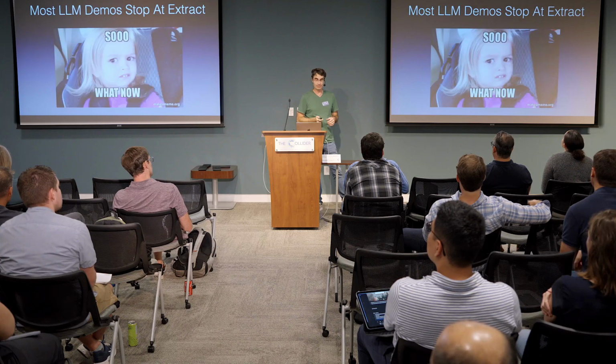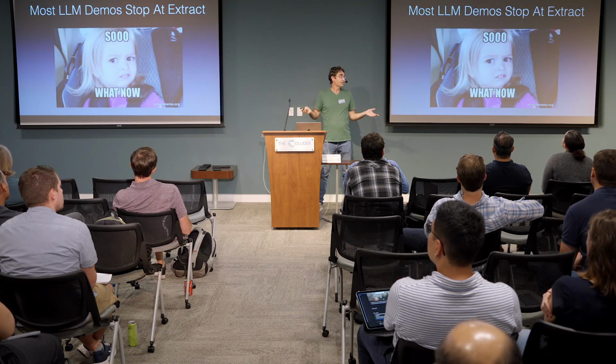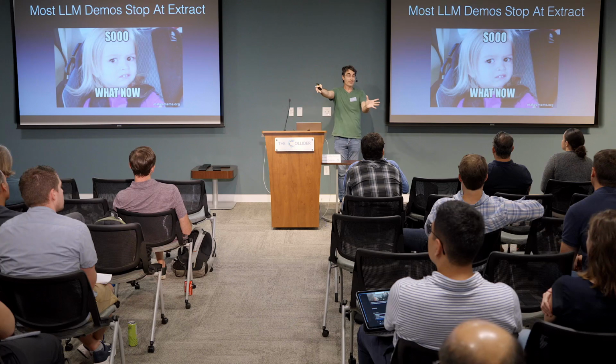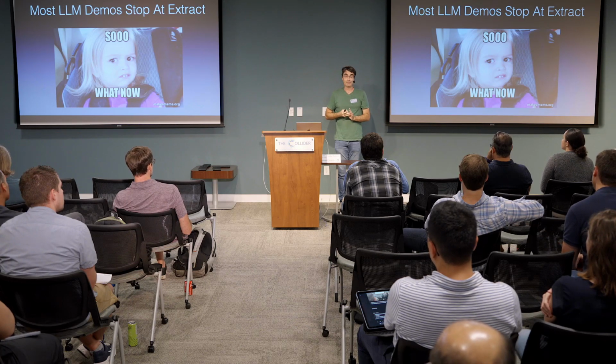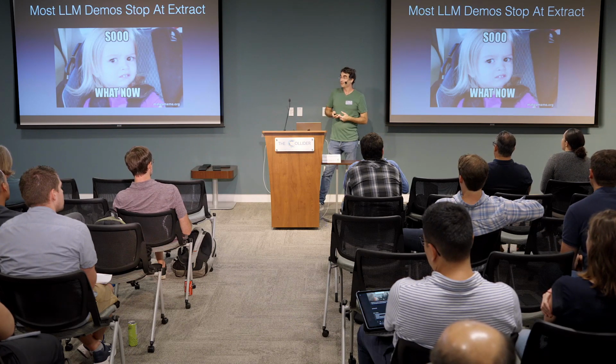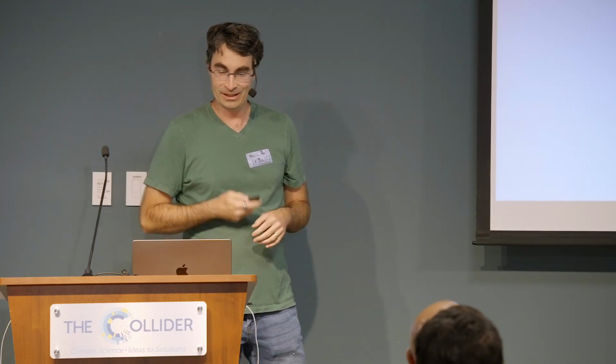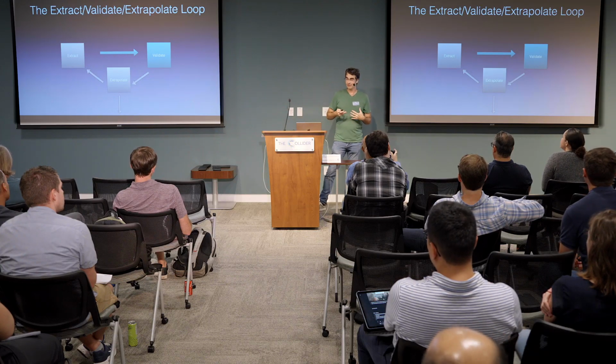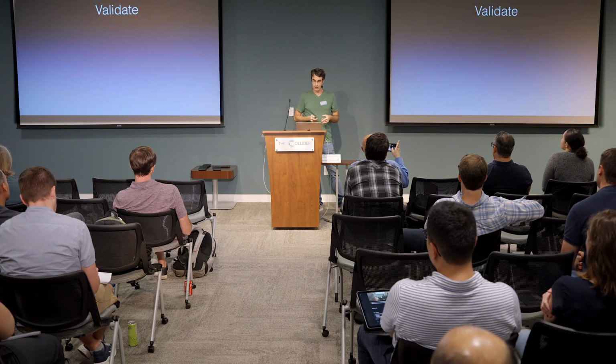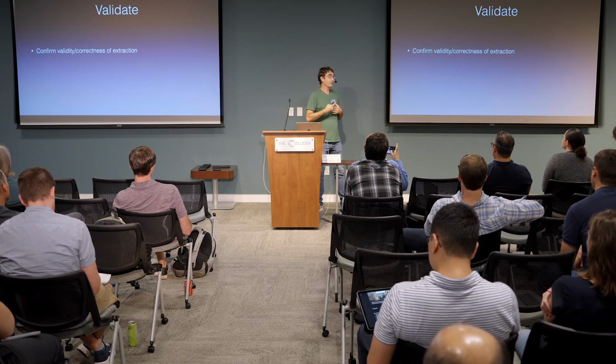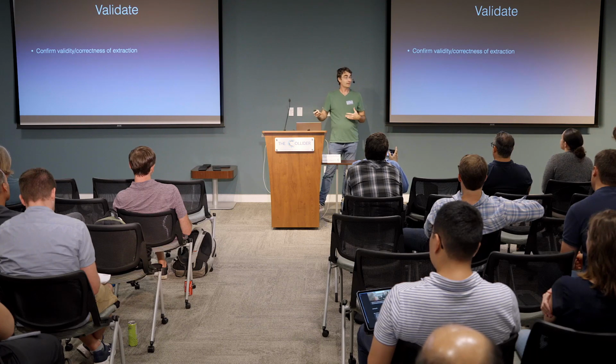So most LLM demos stop at this extract, right? And we're like, okay, great, we got the thing we're looking for. And the question is, okay, sure. And it works most of the time, but what do we do now? And so that's where I get into the next step here, which is to validate, to figure out a way to validate. And so that, quite simply, is to try to confirm the validity or correctness of whatever it is that you've extracted.